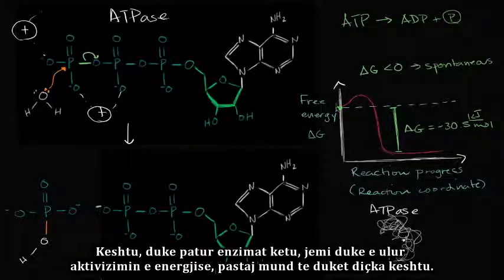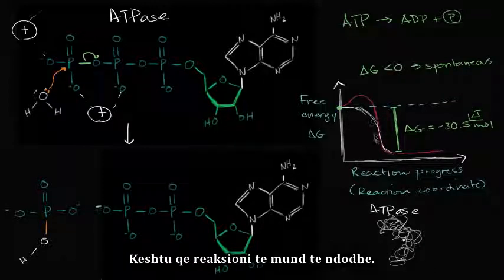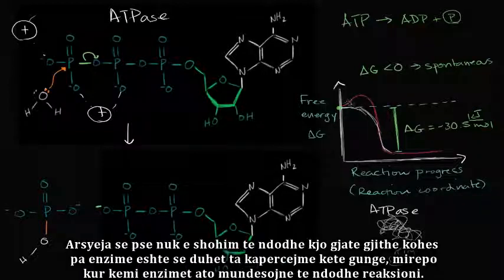And so by having the enzyme over here, you're lowering the activation energy, and so it might actually look something more like this. And so the reaction can actually occur. The reason why you don't see this happening all the time without an enzyme is that you have to overcome this hump. But once you have the enzymes, they can allow the reaction to occur.